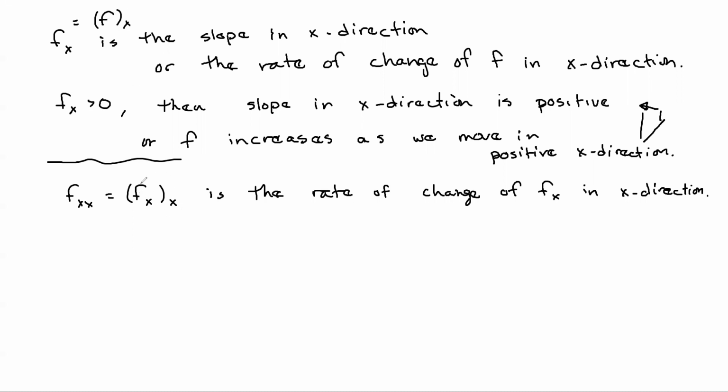And so we can do the exact same thing here, but with the underlying thing being the partial with respect to x instead of the function itself. So the second derivative is going to be the rate of change of the partial of f with respect to x in the x direction. So what does that mean? If the second derivative is greater than 0, then the partial with respect to x increases as we move in the x direction.